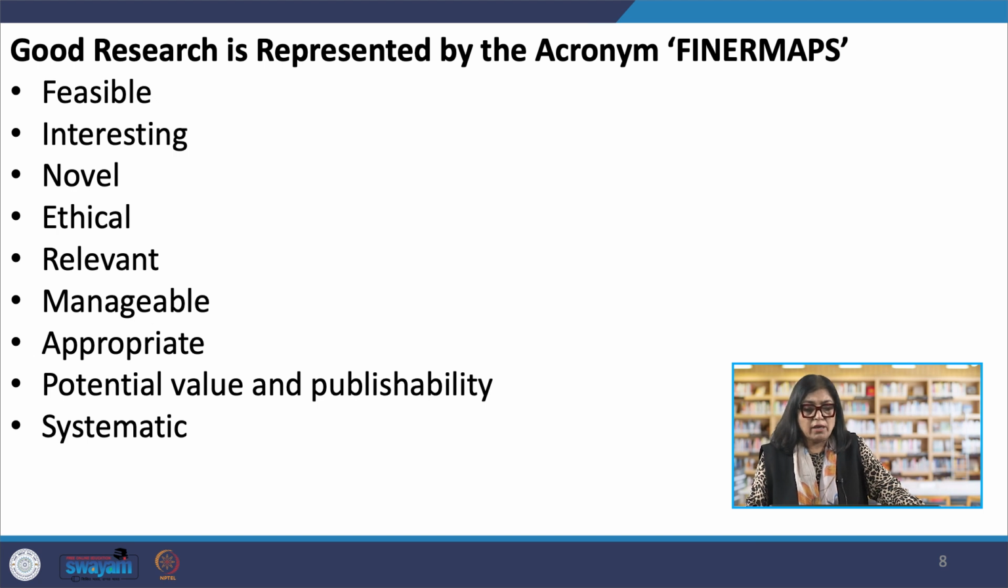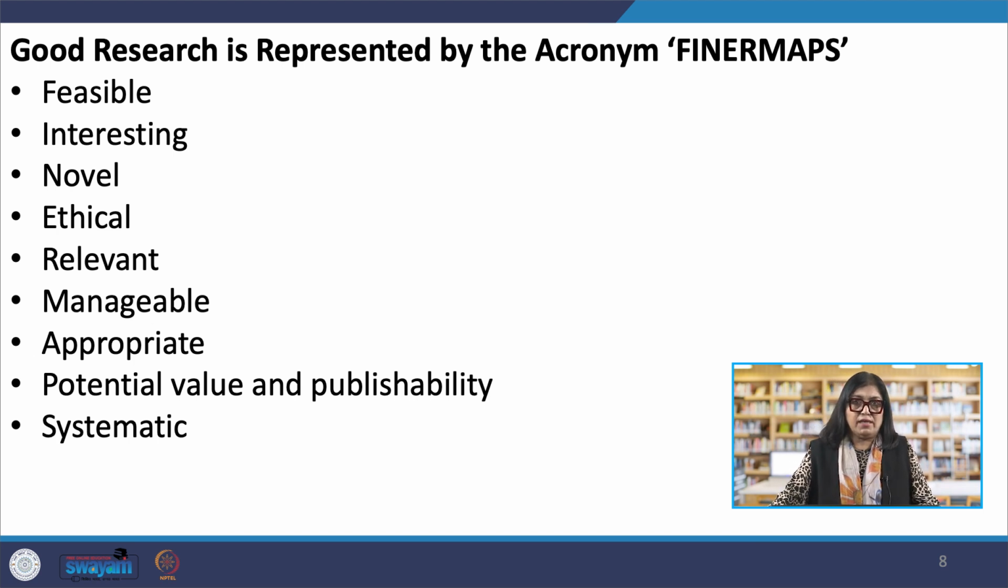So, good research is represented by the acronym FINERMAPS. F means feasible, I interesting, N novel, E ethical, R relevant, M manageable, A appropriate, P potential value and publishability, S systematic. What do we mean by feasible? Feasibility means that it is within the ability of the investigator to carry out. It should be backed by an appropriate number of subjects and methodology, as well as time and funds to reach the conclusions. Relate the concepts of the RQ to the observations, phenomena, indicators, or variables that one can access.